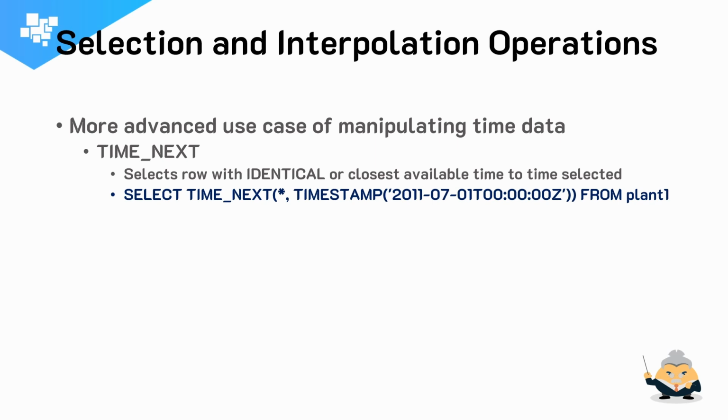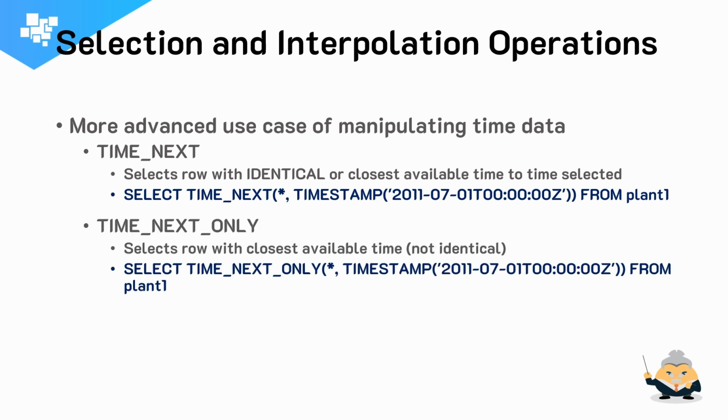Because if you have timestamps that are down to the minute or second even, sometimes it's kind of hard to pinpoint exactly where you want your data. But if you have time next, you can kind of ballpark it. So in the example query here, we're selecting from 2011, July 1st, but we didn't set a time, but it doesn't matter. If it exists at that time, it'll find it. And if not, it'll find the next newest from that point.